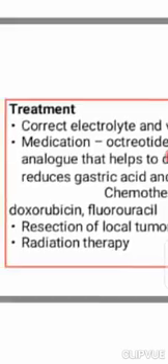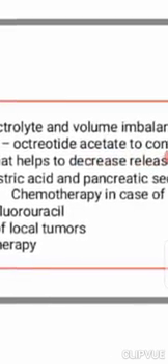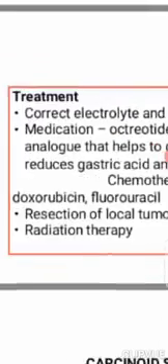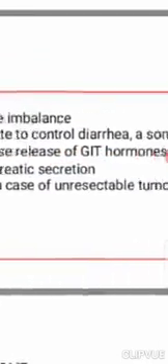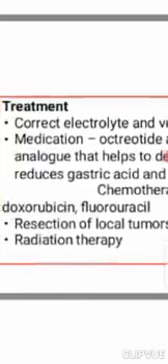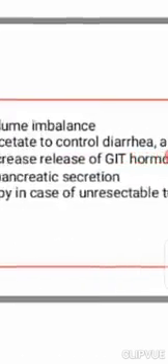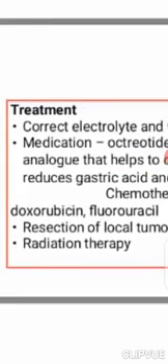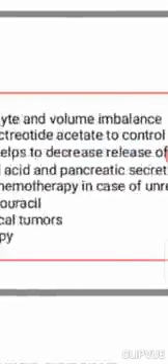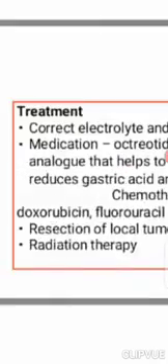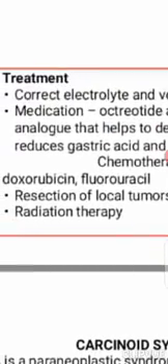Now, how do we manage them? You correct the electrolyte imbalance. Then the medication that can be given is octreotide acetate. Why octreotide acetate? Because we have realized that it can actually regulate diarrhea. It's a somatostatin analog, which helps to decrease release of GIT hormones generally. Remember, when we talk about somatostatin, we said it generally reduces the action of GIT hormones. They work against gastrin, they reduce pancreatic secretion, they reduce secretions generally.